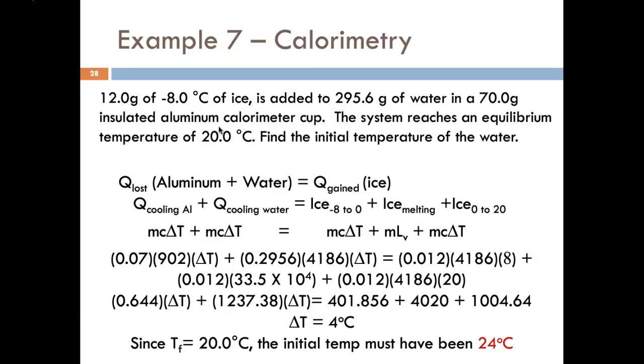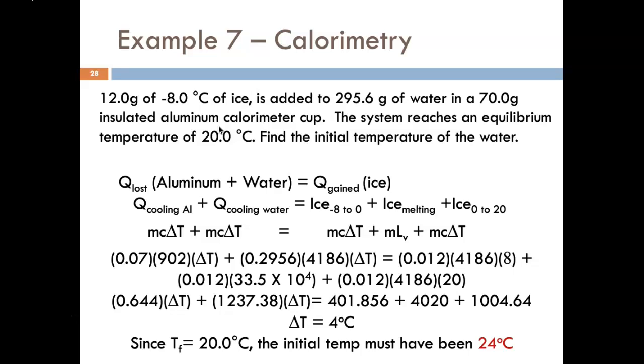So equilibrium temperature of 20, initial temperature of water. So the water must have been warmer than 20. The ice went in and it ended up at 20. So you just know that part from the logic of things here. We've got what was lost. The aluminum and the water have lost heat. They're getting colder. And the ice is gaining the heat. So that's how you know what to put on the left and what to put on the right.